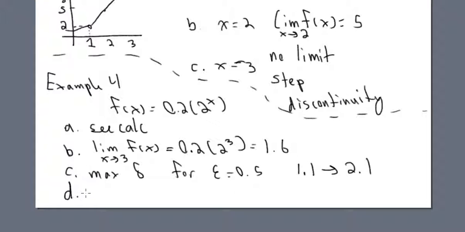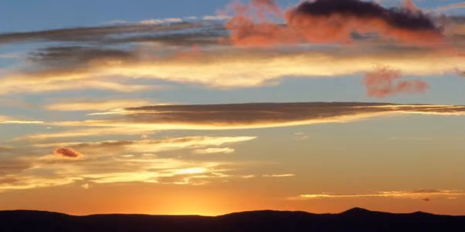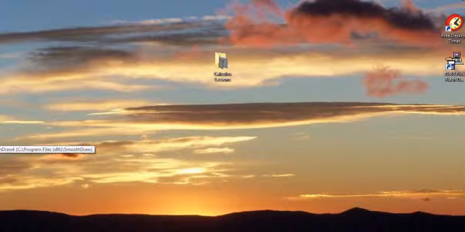Now, D. Show algebraically that there is a positive value of delta for any epsilon greater than 0, no matter how small. Now, this one gets pretty tricky. I'm going to go ahead and bring up a new screen for this one. So bear with me just a second. It's taking a minute. There we go. All right. So algebraically means we're going to do some algebra.